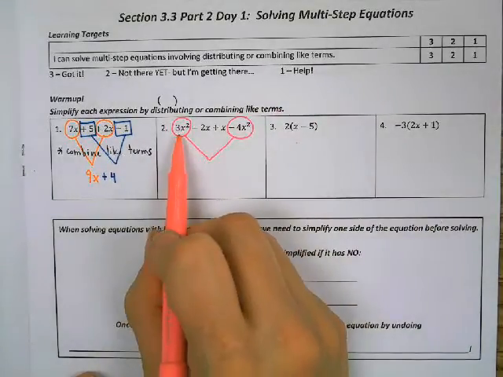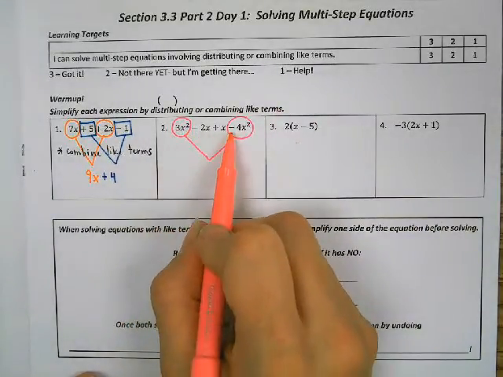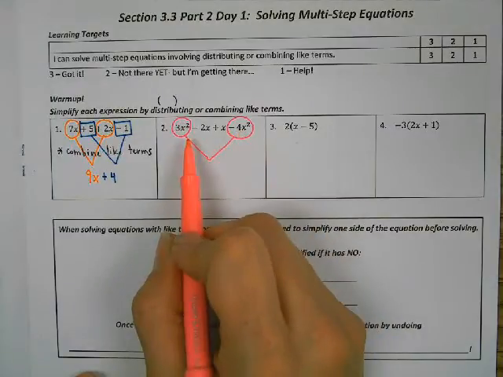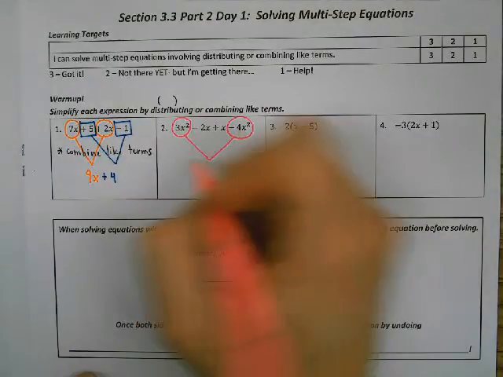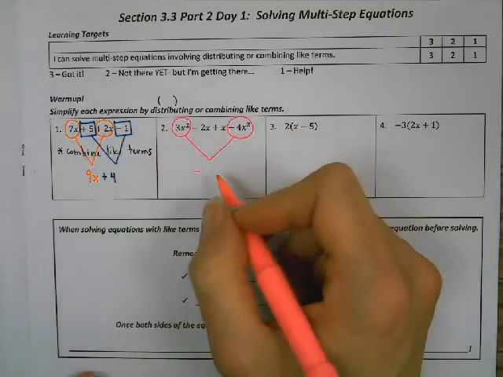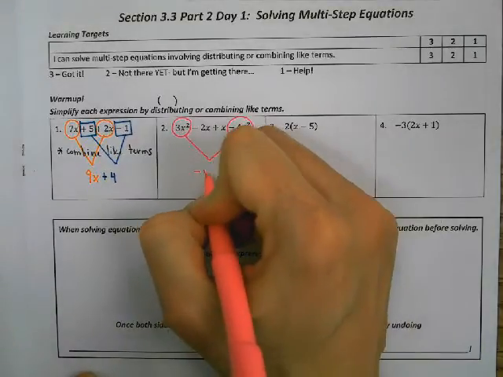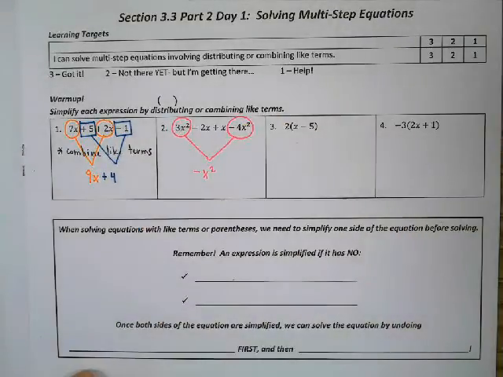And now when I combine them, I have 3x squareds, and I'm subtracting 4 of those. So I'm going to do 3 minus 4, which gives me a negative 1. And again, I don't write the 1. You can, but usually as a convention we don't. So I have a negative x squared.